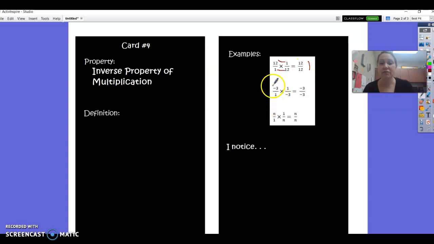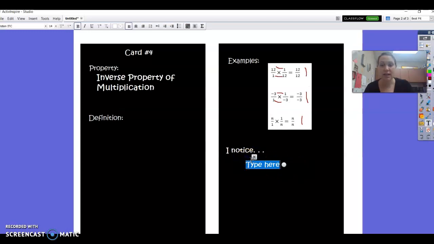Same thing here. I have negative 3 over 1 times 1 over negative 3. I go straight across the top, straight across the bottom. I get negative 3 over negative 3. Well, same thing. First of all, two negatives cancel out and make a positive. And then 3 divided by 3 is still just 1. And then finally, any number over 1 times 1 over the same exact number gets me n over n. And no matter what that n represents, if I divide it by itself, I'm going to get a value of 1.